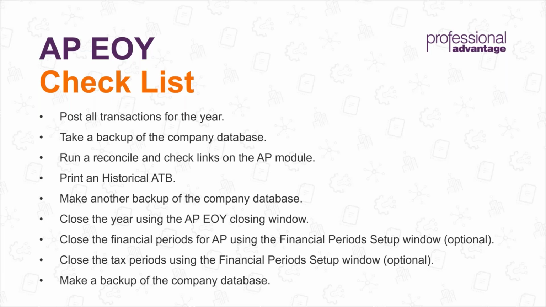We always recommend you print an AP historical aged trial balance as part of the checking or preparation process for your AP end of year. And after all of these, we recommend you do another backup of the company database. Once you've done that, you're basically ready to actually do the year-end process itself.